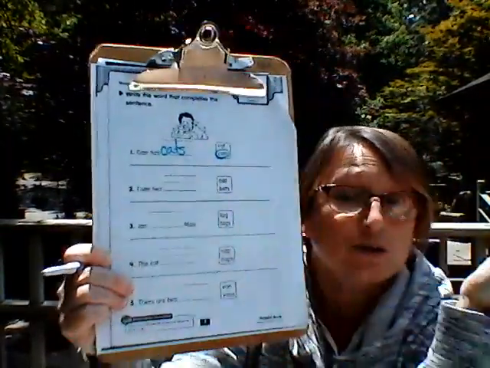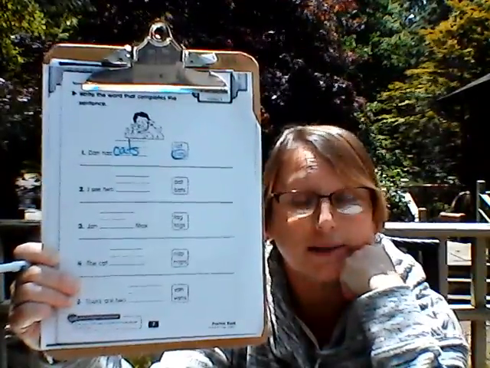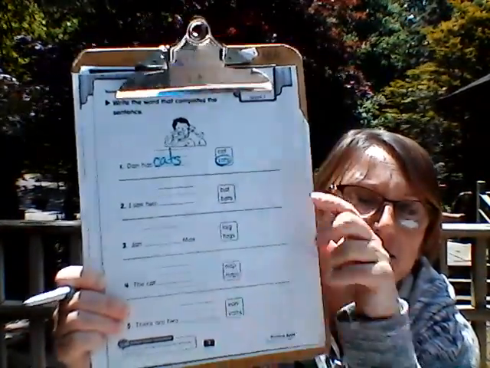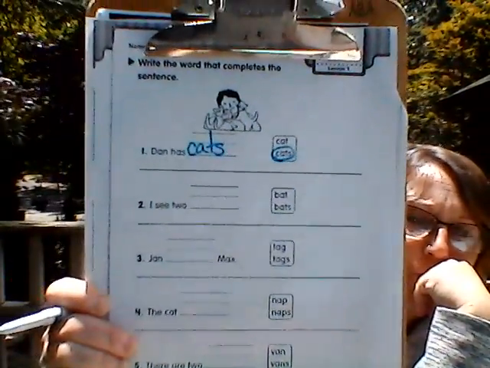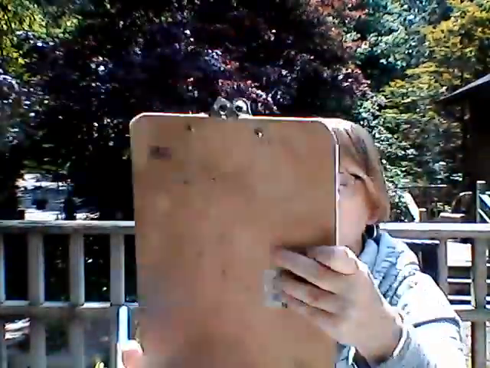Number 2, I see 2. Well, now that gives us a clue. They have the number word 2. So now we know that we're looking for a word that ends in S. I see 2 bat, or I see 2 bats. Which one? The one with the S. Very good. I see 2 bats.